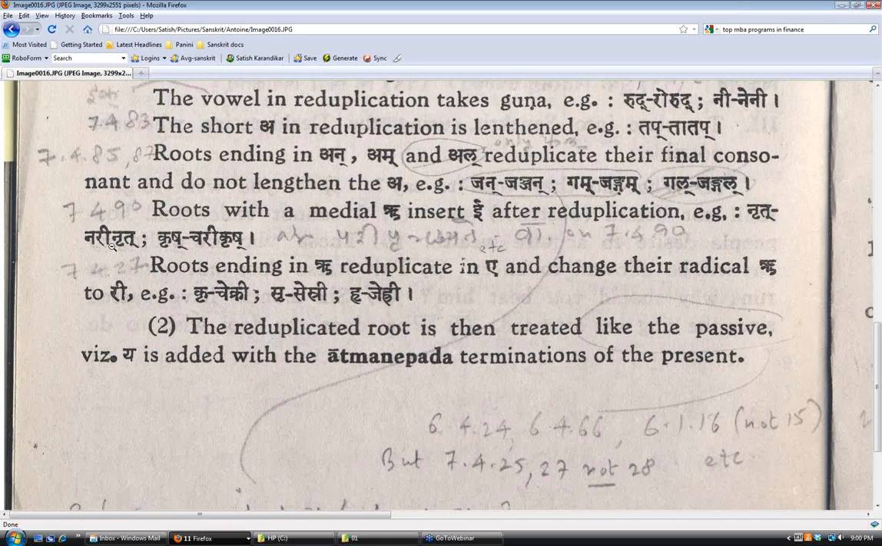Kasman na bhavati. So that's 8-4-39. Nari nisyate could become chari krishyate. Again, this also we will do next time. Nothing, no new rules. Chekriyate.